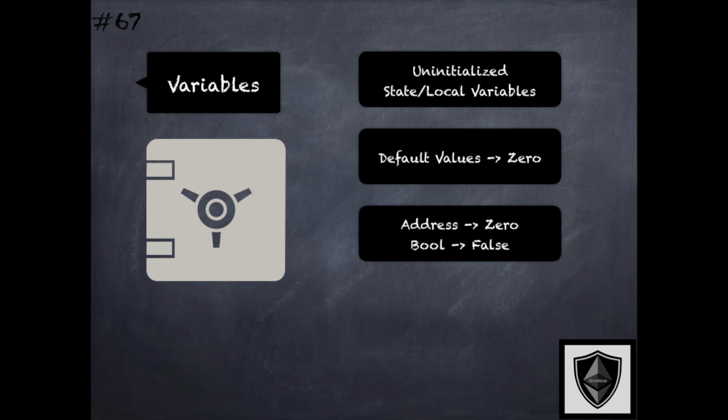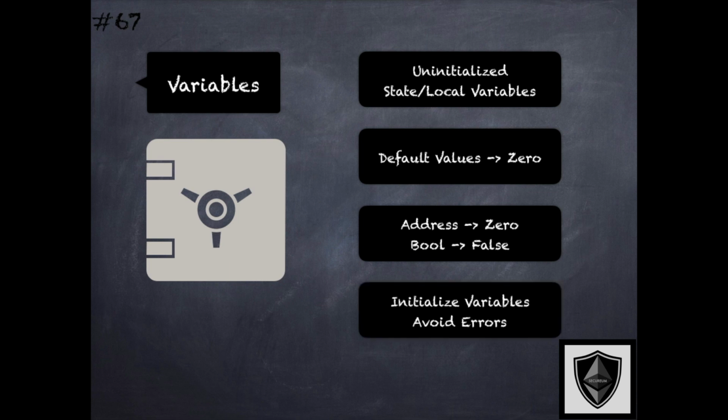Booleans being false by default will result in the conditionals taking a different branch than what was intended. The best practice here is to make sure that state and local variables are initialized with reasonable values so that errors are avoided from having their default values being used.